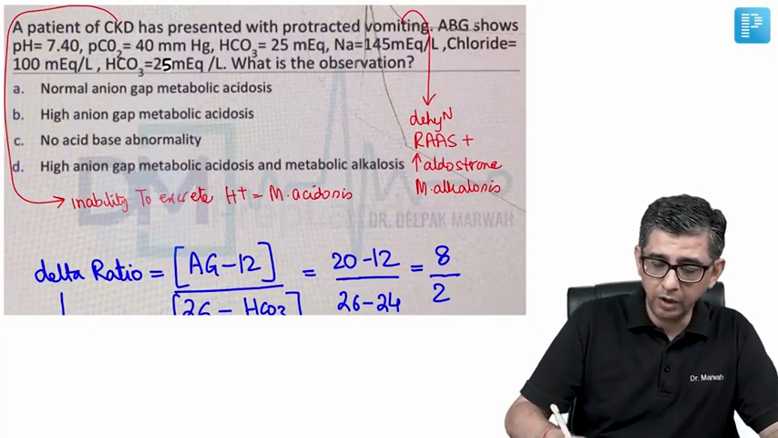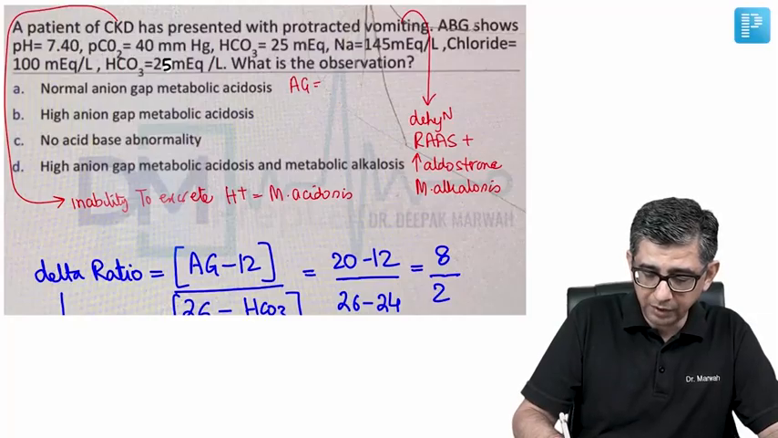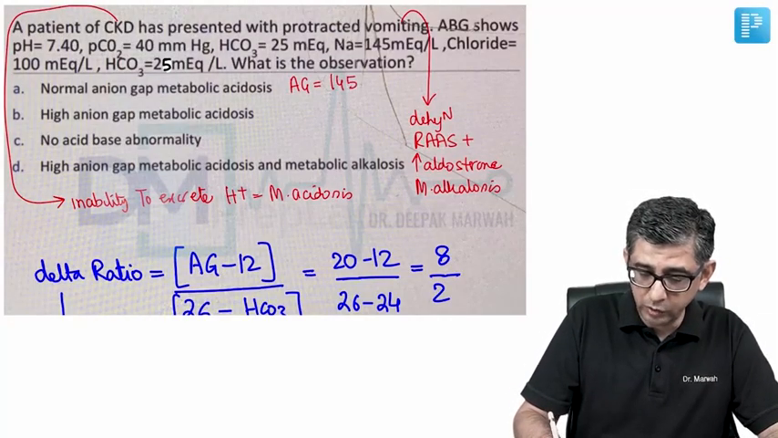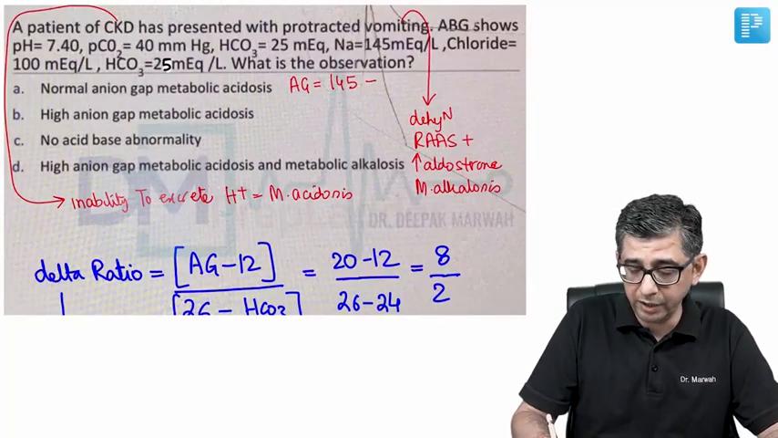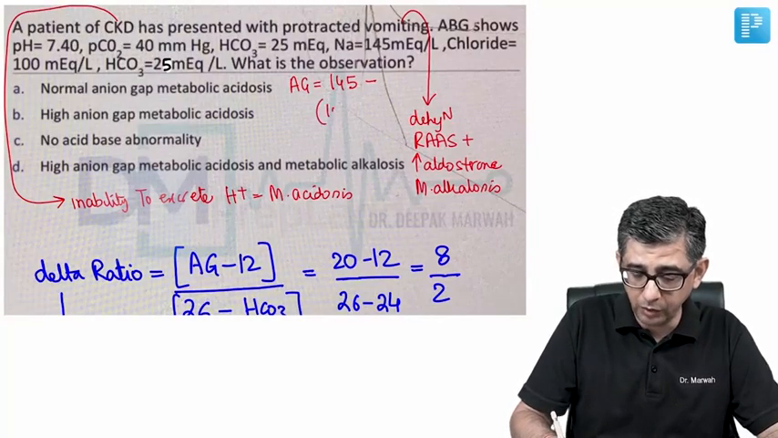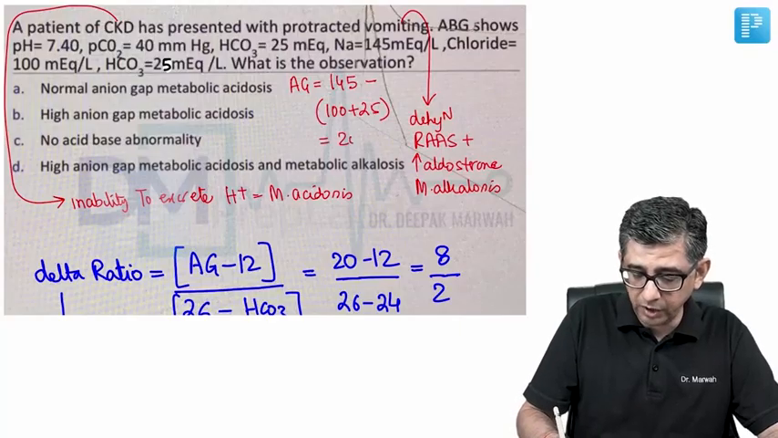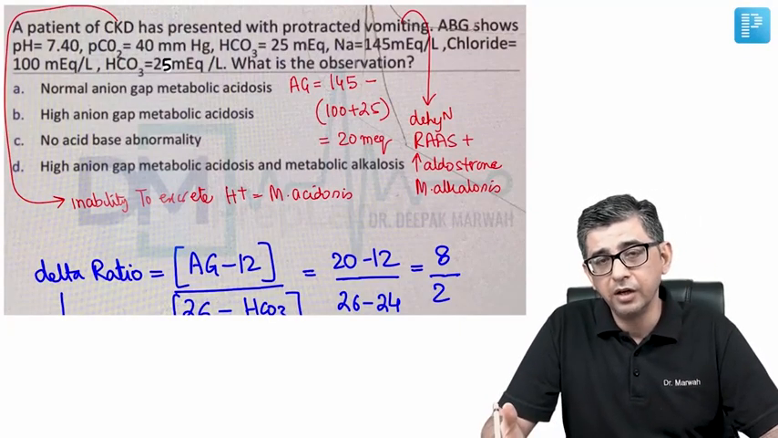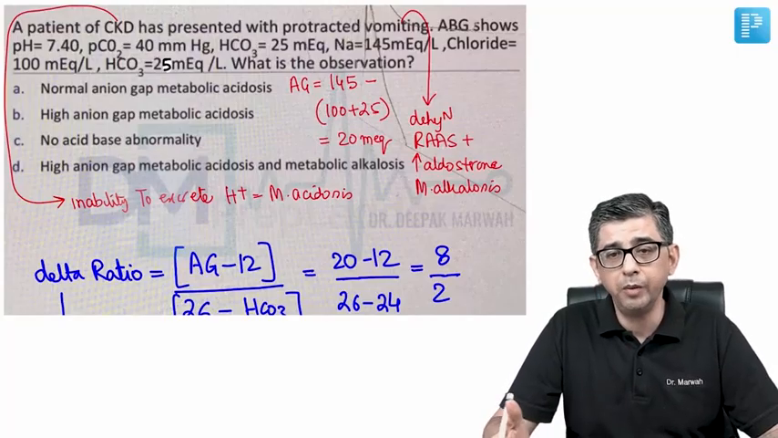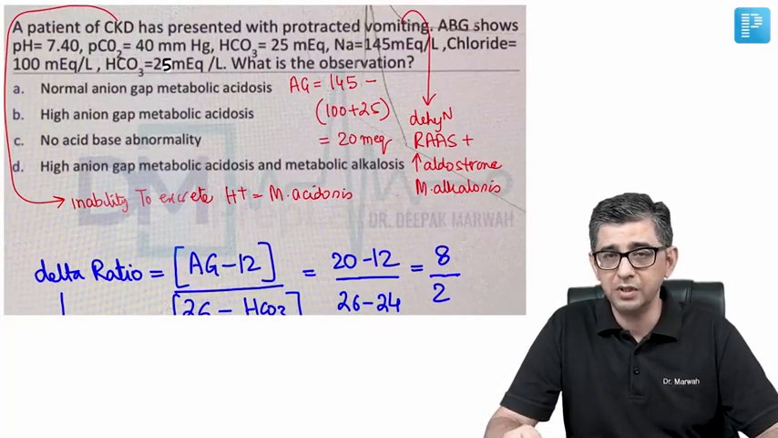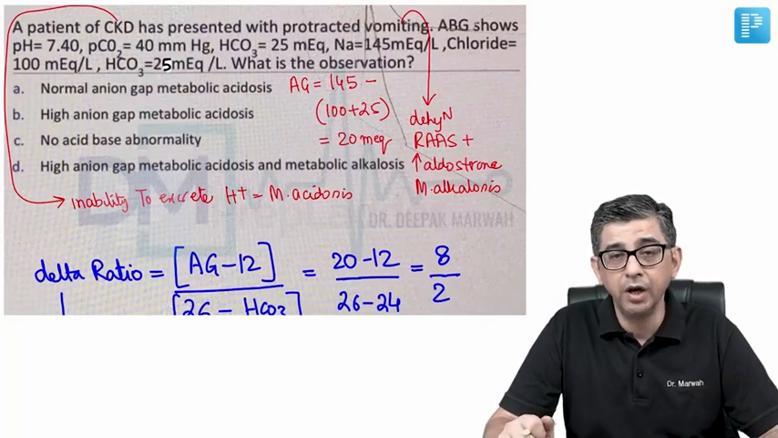Because it's given electrolytes, let me do the formality of calculating the anion gap as well. All I need to do here is subtract from 145 the negative charges in the body, that is going to be chloride and bicarbonate. If you look at the mathematics here, the anion gap of this patient is 20 milliequivalents, which is much higher than the traditional upper limit of 12 that I've explained to you. So one thing is very clear, this person is having a high anion gap.